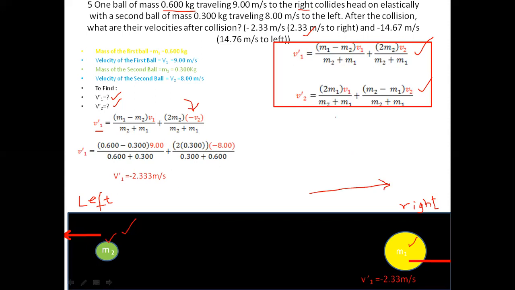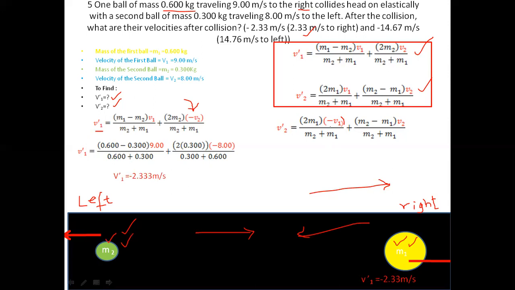Now coming to the second body, which is over here, m2. For that, we have the formula. For this, we have to put the velocity of v1 with a negative sign, because this body was moving against the velocity of this body. That means they were opposite to each other. That is why I'm putting a negative sign with v1, because it was against the velocity of v2.